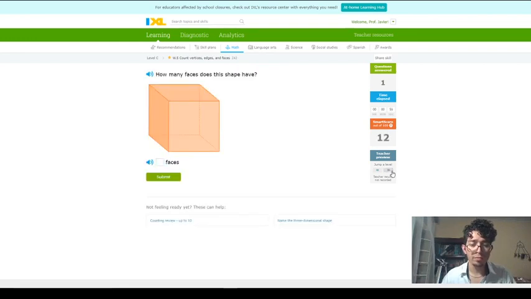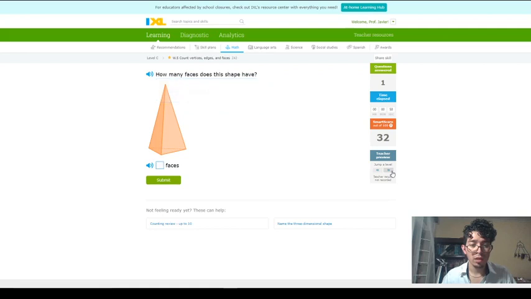Faces again. How many faces for this one? Let's see. This is a triangular prism. So it has 1 here, 1 here, 1 on the bottom, 1 on the back. Tiene una aquí, una aquí, una aquí, una aquí. So 1, 2, 3, and 4. It has 4 faces.